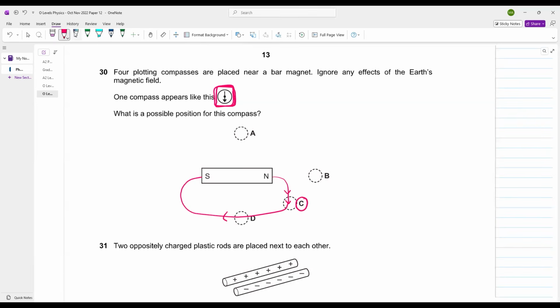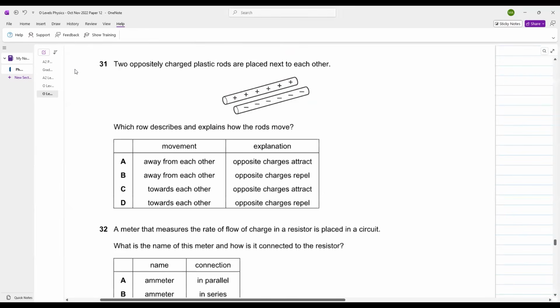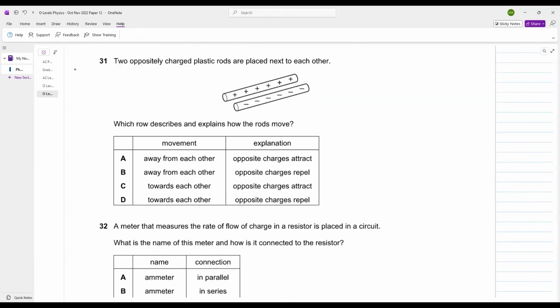C is your answer. Two oppositely charged plastic rods are placed next to each other. What will be the movement? Unlike charges attract towards each other. Explanation क्या है? Opposite charges attract. The most easiest question of entire O levels physics.